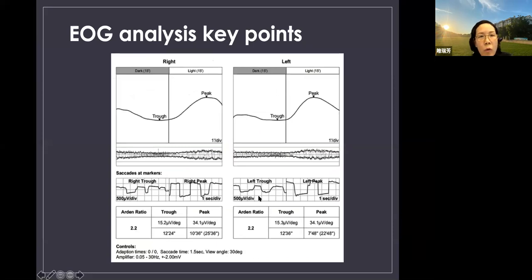This is a normal EOG printout. For EOG, we need to look to see if the patient's eye movement is normal and smooth, and we choose the dark trough and the light peak, and we will calculate and get the Arden ratio. This is a normal one.